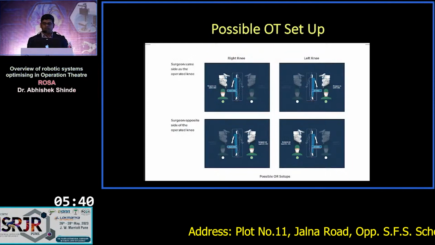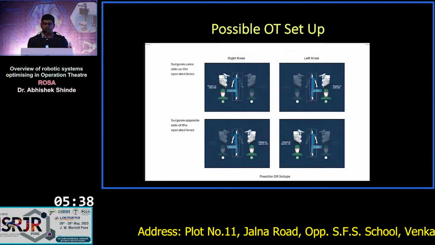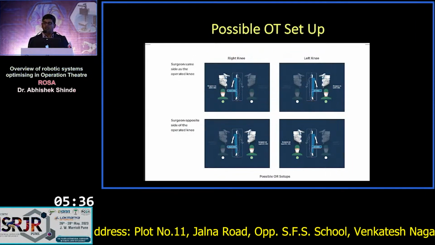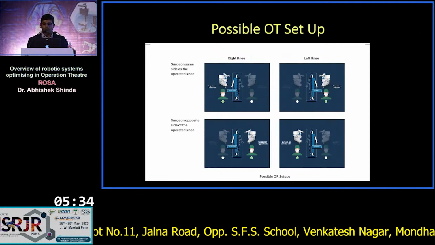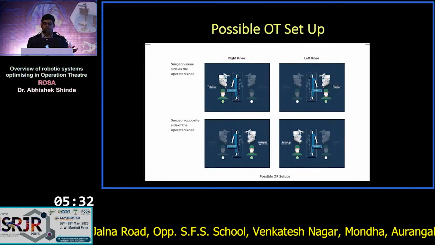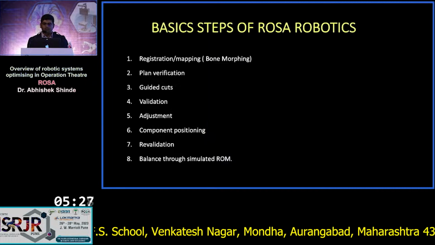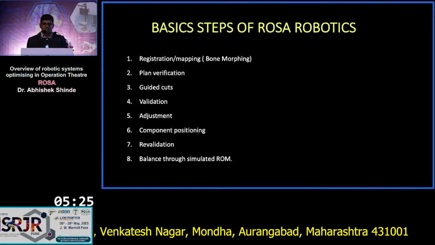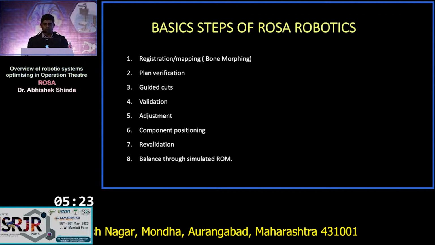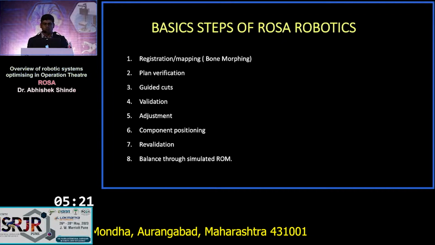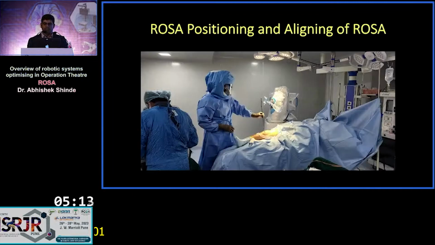This could be a possible OT setup we have seen in the live demonstration by Dr. Ashok Suryavanshi, the ROSA on the same side or ROSA on the opposite side. In bilateral cases, you can adjust as per your convenience. These are the basic steps for ROSA robotics. You have to do the registration mapping, that is bone morphing, plan verification, guided cuts, validation, adjustment, component positioning, revalidation, and the balance through the simulated range of motion.